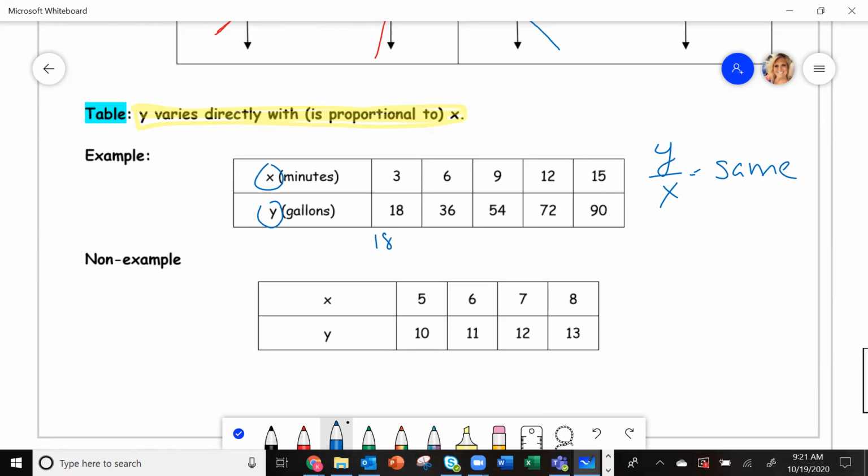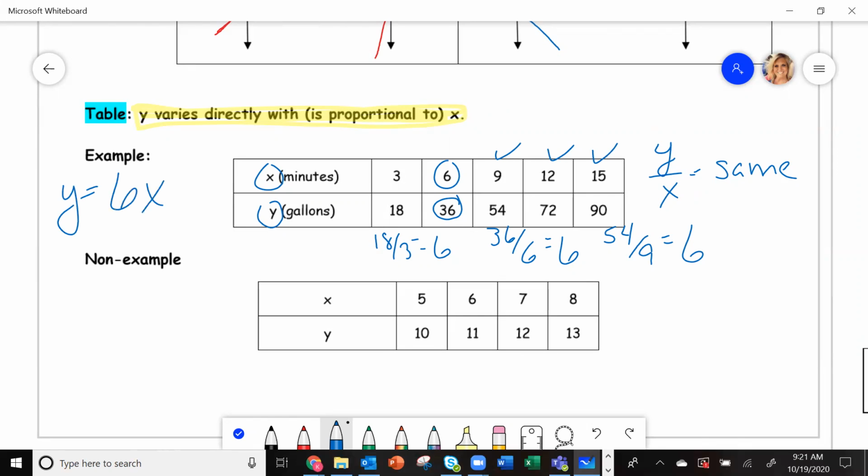So right here, here's my y's and my x's. I've got 18 divided by 3. That gives me 6. The next one is 36 divided by 6. And what does that give me? 6. Do the next one. 54 divided by 9 gives me 6. As you do each one of these, when you divide the two numbers, it will always be 6. The equation then will be y equals 6x, because all they're doing is taking 6 and multiplying it by x.